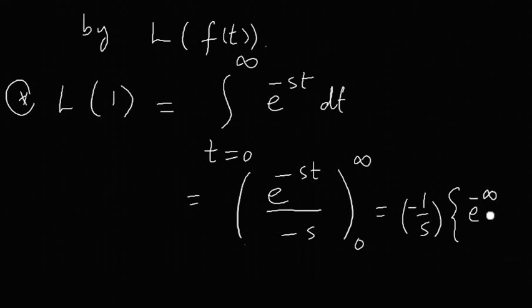It is e power minus infinity minus e power 0, assuming that s is positive. Otherwise, if s is negative, substituted in here, it will become e to the power of infinity. So assuming that s is greater than 0, this step is taken, and finally that is equal to e to the power of minus infinity, which is 0, 0 minus 1 is minus 1, that gets multiplied with this one. So finally we get 1 by s, assuming that s is positive. The final conclusion to drag home is: the Laplace transform of the constant function 1 is nothing but 1 by s, where s is taken as positive.